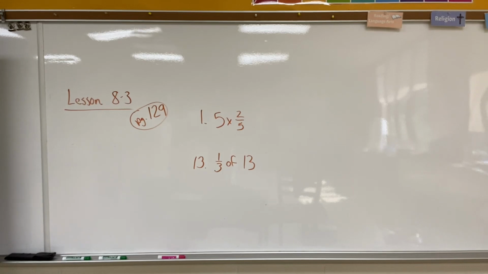All right, my fifth grade friends, if we take a look at page 129, you'll see that we'll be doing practice problems number 1 and 13. The directions say, write the product. Write your answer in simplest form. Some of them might be a whole number, some of them might be a fraction, or a mixed number. If you have any questions on how to multiply fractions and whole numbers, please let me know when you come to class.